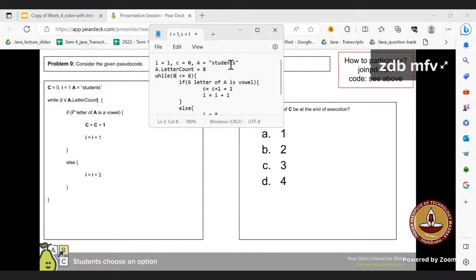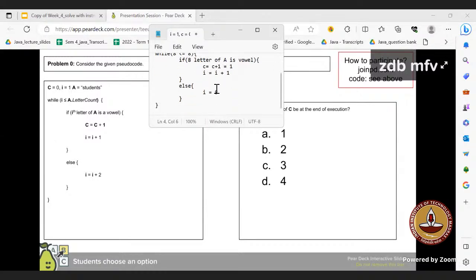So we'll see what is the eighth letter of A. It is nothing but S. S is not a vowel. So you will go to the else part. Now I equal to I plus 2 will happen. I plus 2 means I will become 10.